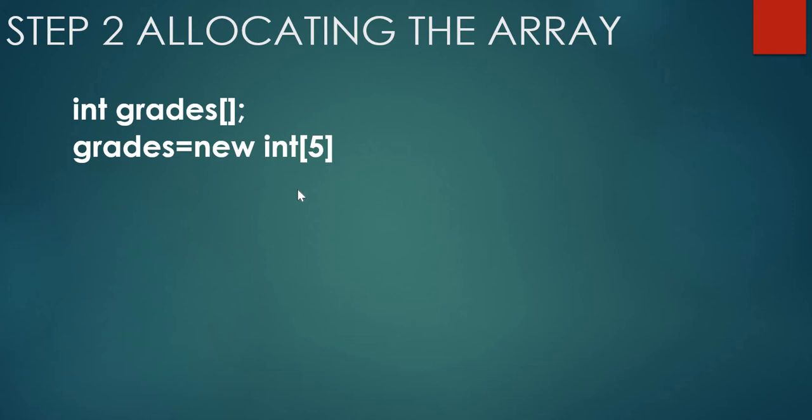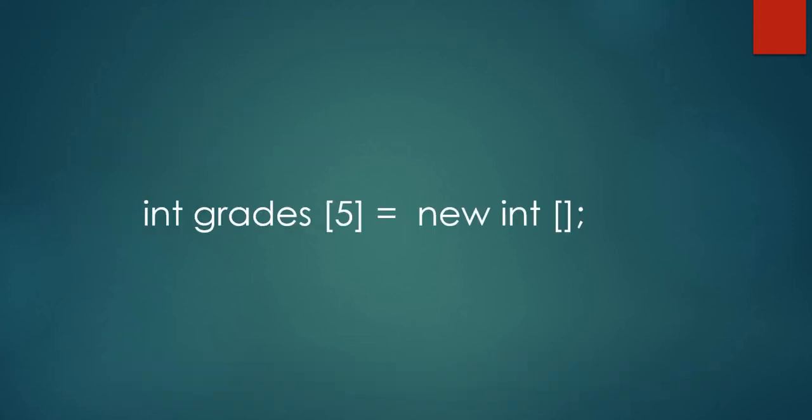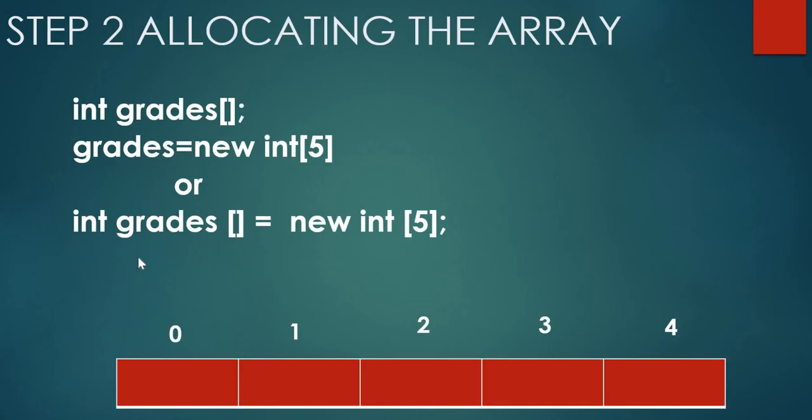Okay, or you can simply write it in one statement like this. int grades, and then you write the symbol, = new int, then write the number of values you want to store. So let's visualize. So you have 5, so you have 1, 2, 3, 4, 5. Okay? And then the index number always starts at 0. So this will be index 0, index 1, index 2, index 3, and index 4.